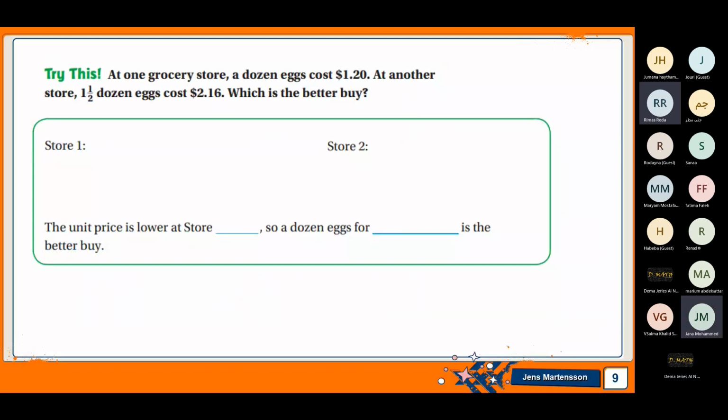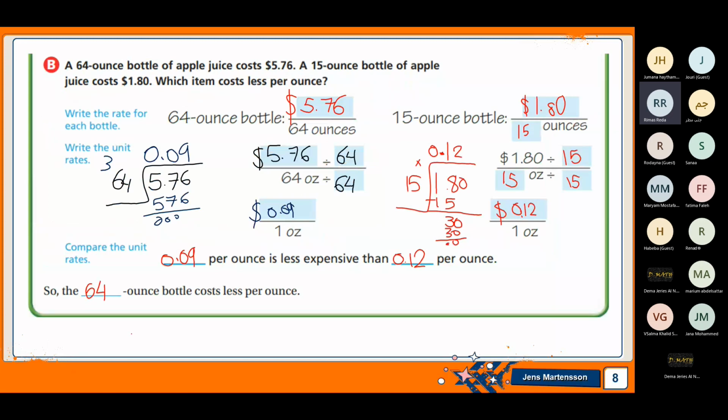In the answer, where it says blank per ounce is less expensive than blank per ounce, I wrote 5.76 per ounce. Is that fine? No, that's 5.76 per 64 ounces, but here it is per 1. So you must write the unit rate. Okay.